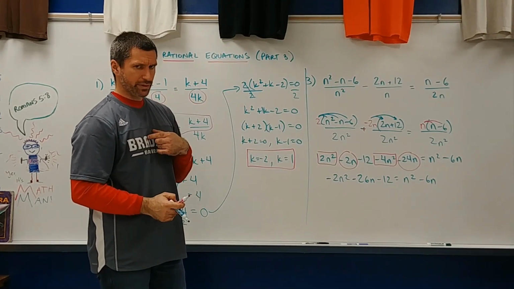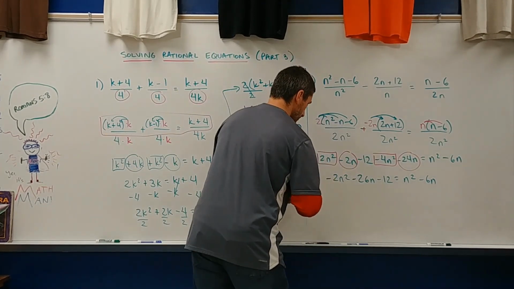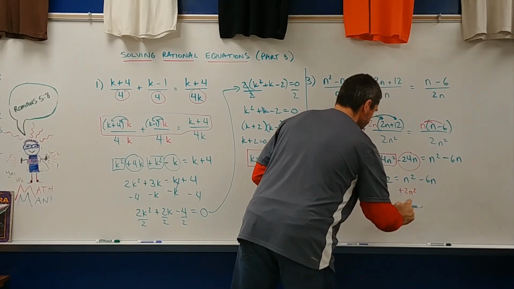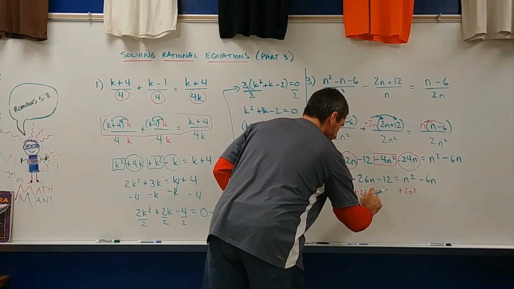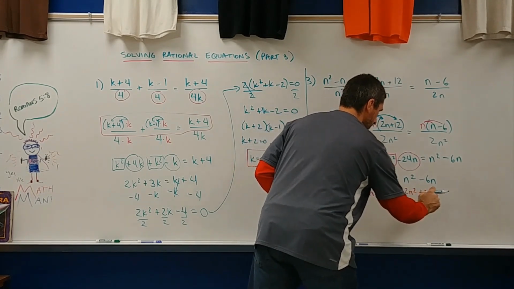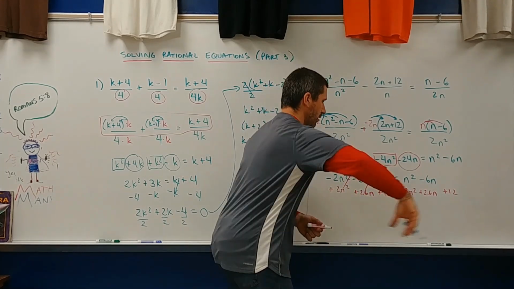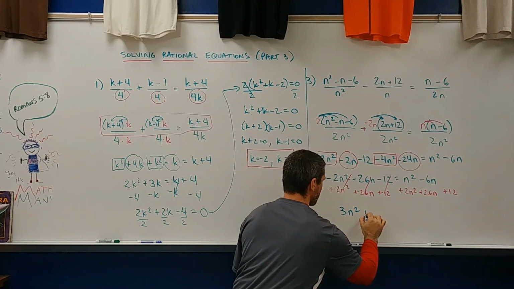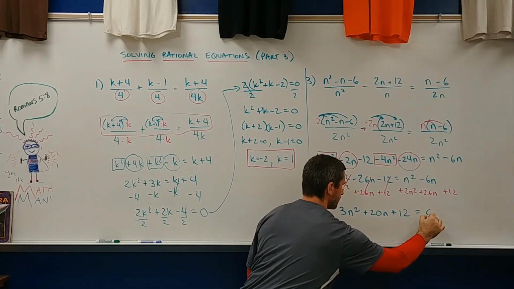Now, I like to keep the squared term positive, so I'm actually going to throw everything over there. I'm going to go plus 2n squared. Just a positive guy, like to keep things positive, you know. Plus 26n, put it underneath its like term right there, and plus 12. Cancel, cancel, cancel. Zero it out. Here we go. 3n squared, add those together, plus 20n plus 12 equals 0.